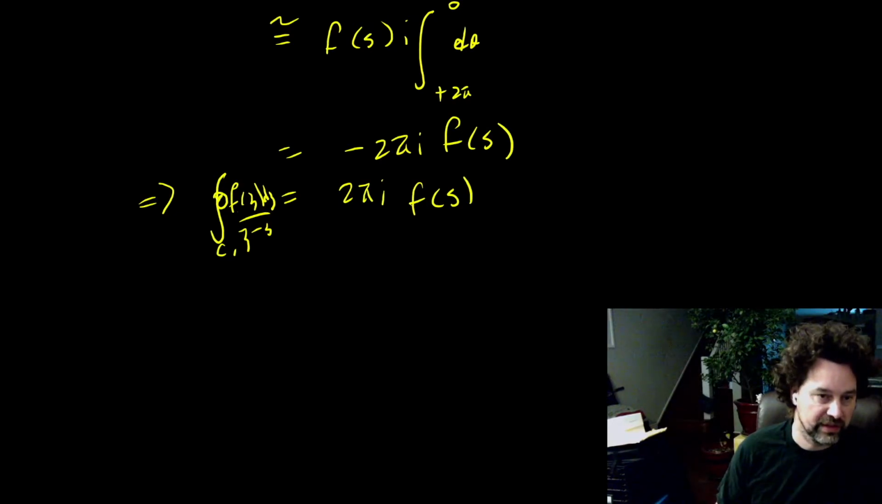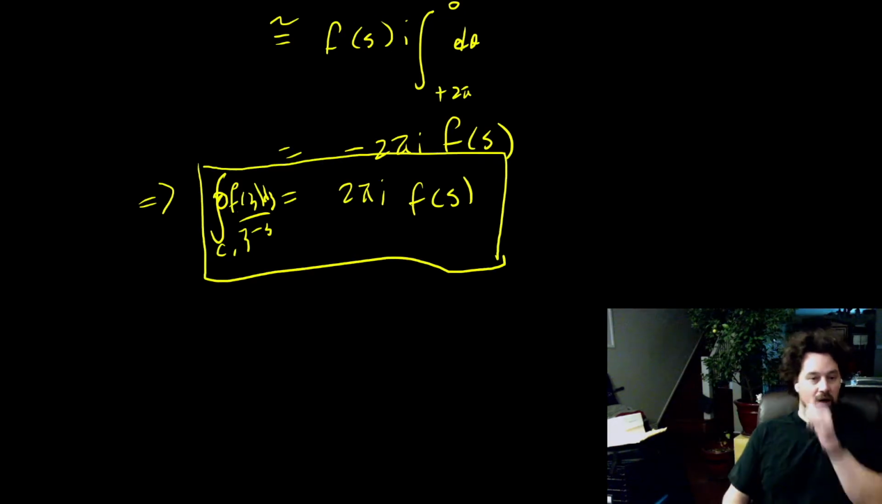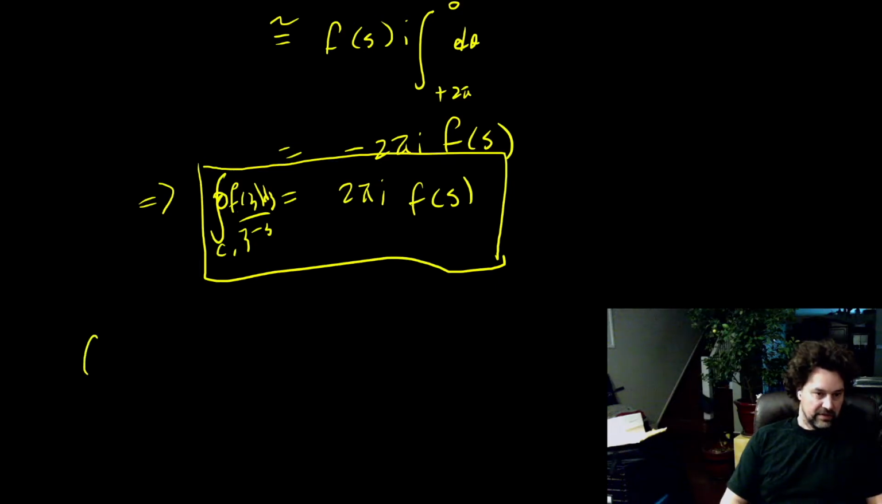Where we have picked a counterclockwise orientation. So that is the result that we get when we integrate a function like f of z equals 1 over z. Here s equals 0. Then our result is just going to be 2 pi i.